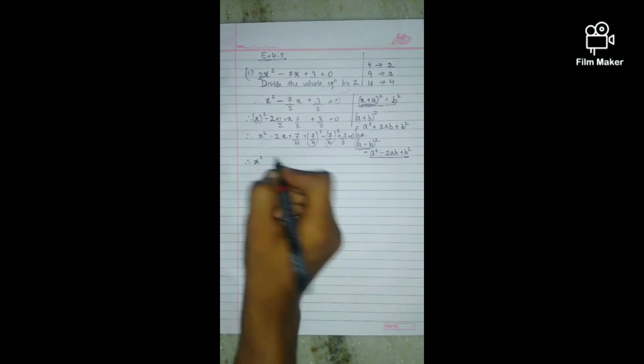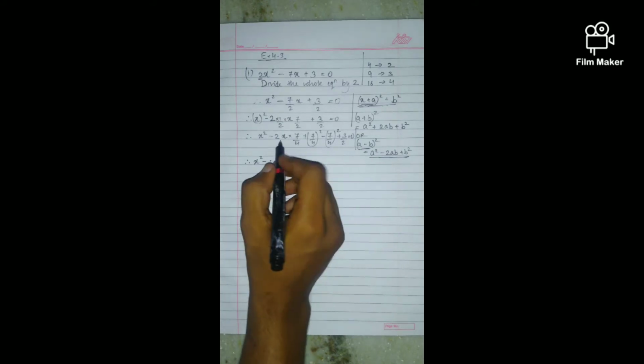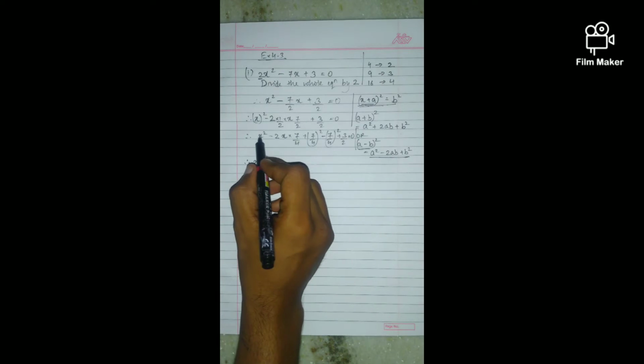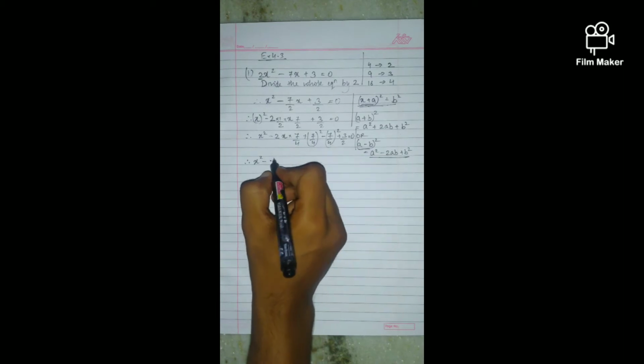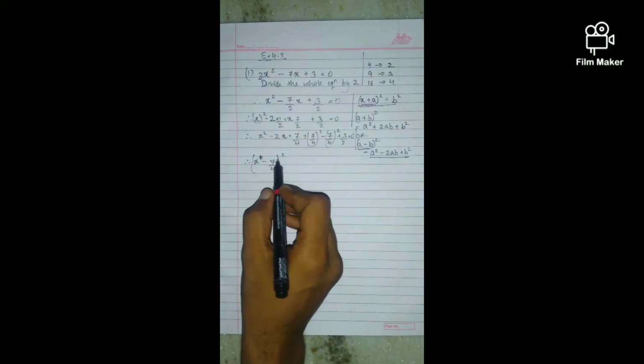See, x square minus 2ab plus b square, sorry, a square minus 2ab plus b square. So I can write this as (x minus 7 by 4) the whole square, (a minus b) the whole square.